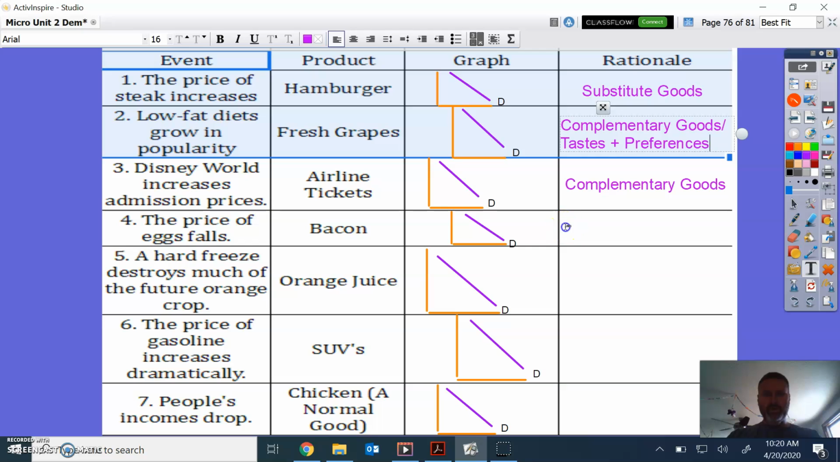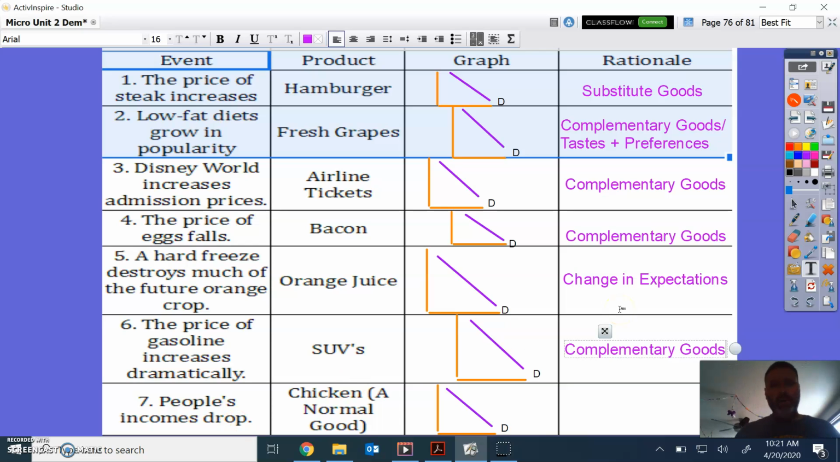Eggs and bacon, for most Americans, complementary goods. Okay? A hard freeze destroys much of the future orange crop. Okay? That's going to be a change. Oops. A change in expectations. Right? Okay? The price of gasoline increases dramatically. Gasoline and SUVs are complementary goods. You need gasoline to go. And people's incomes drop. Okay, here we go. We keep hammering this point of normal and inferior goods, right? So if people's incomes drop, okay, they're going to buy less chicken. Okay? So that's a change in income to that point.